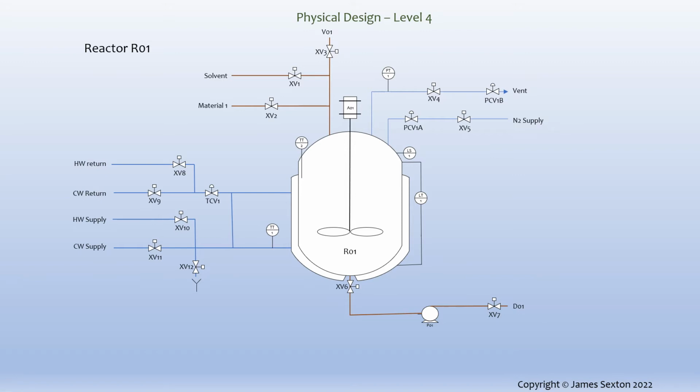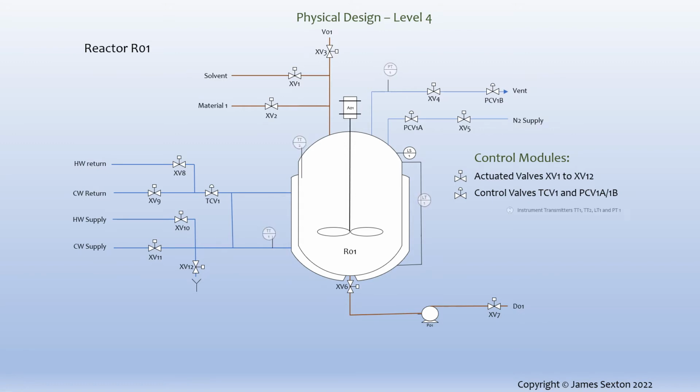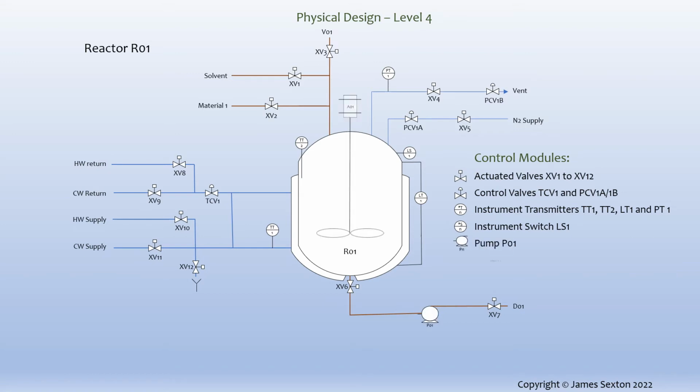These are actuated valves tagged as XV1 to XV12, regulating control valves, instrument transmitters for pressure, level and temperature, a high level switch on the vessel, a transfer pump and an agitator. Together they make up the control modules of R1.